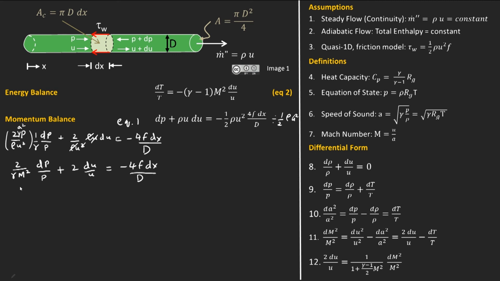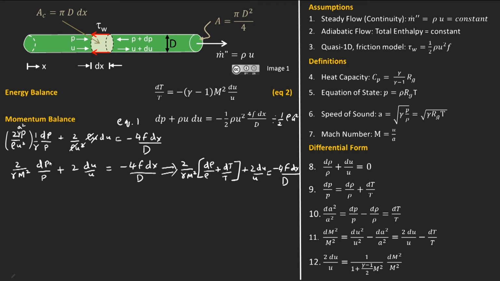When we do so, I'm just going to write this on the right here so that we have more space for later: 2 over gamma M square, since we said we're going to substitute for dp over p as d rho over rho plus dt over t, plus whatever was remaining here, which was 2 times du over u, equals the term on the right, which was minus 4f dx divided by d.